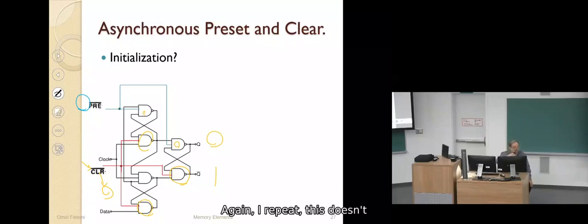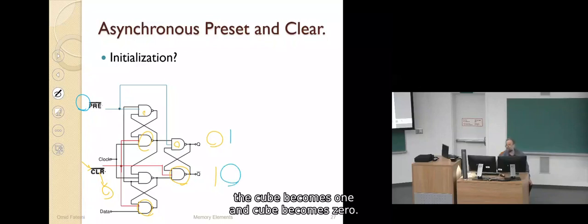Again, I repeat, this doesn't mean there is a signal called pre, and this is the inverse of that, the complement of that. No, this is the signal of preset, which is active low. So when you make the preset 0, active low, Q becomes 1 and Q bar becomes 0. So with this, we can initialize our circuit.